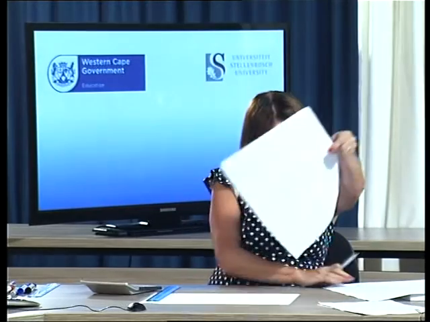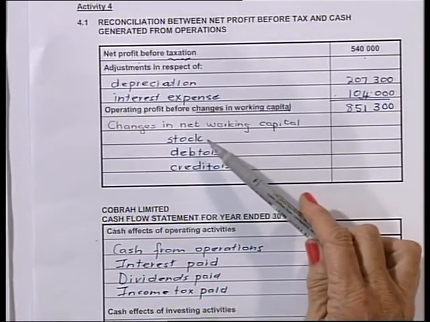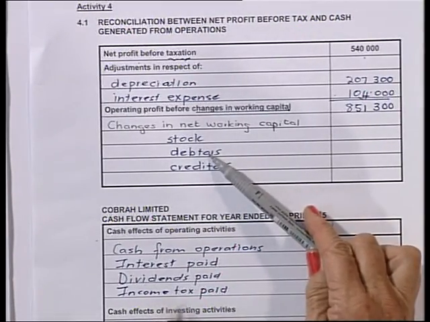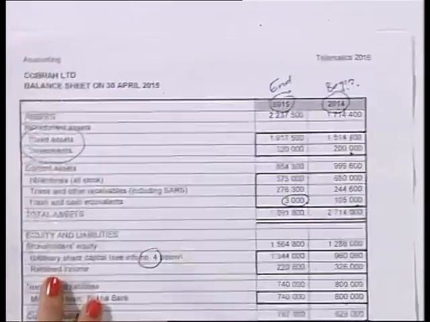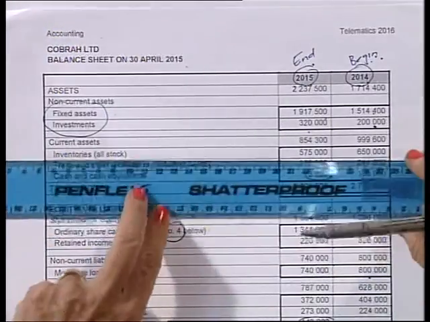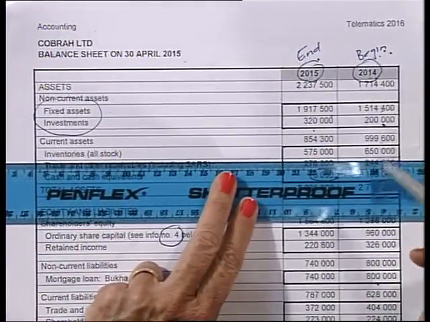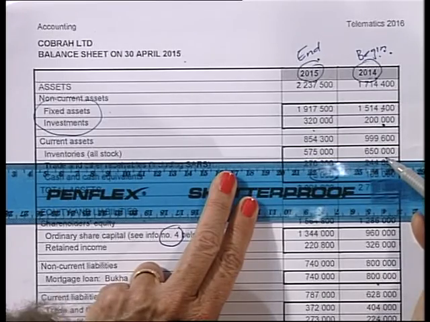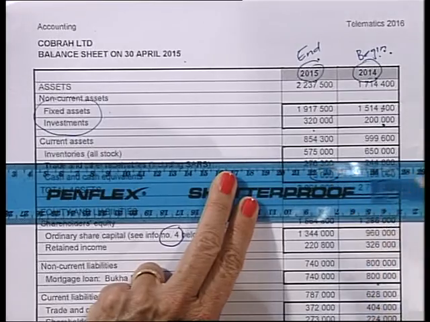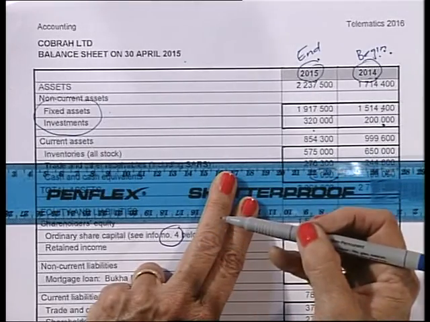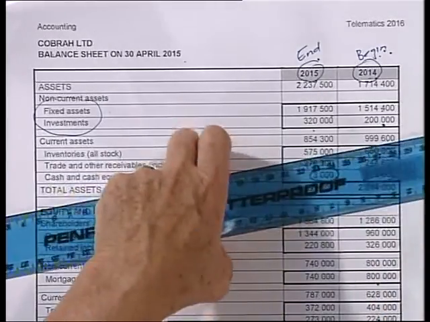Then the next one we're going to do is look at the change in stock, debtors, and creditors. And again, you must know your balance sheet. Stock is part of current assets. So I look at my stock. It was 650 at the beginning. At the end of the year it is 575. So the stock decreased. Do all of you agree? Stock decreased, so I'm going to write decrease in stock.